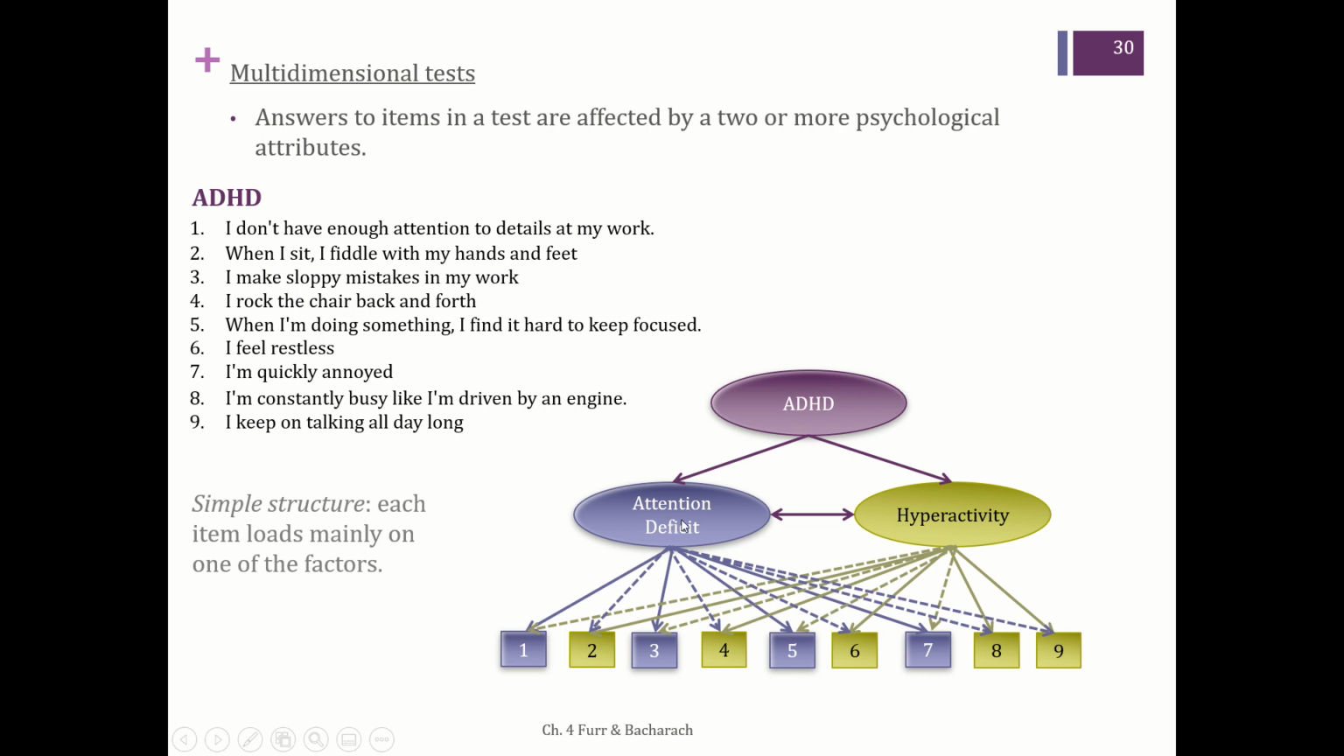Okay, then moving on to vector 2. So let's look at item 2. When I sit, I fiddle with my hands and feet. Alright, so that's difficulty staying still, basically being a little bit high energy maybe. Include 4 as well. I rock the chair back and forth. Yeah, alright. Item 6. I feel restless. Yeah, there's a clear pattern of hyperactivity coming up. So item 8. Constantly busy like I'm driven by an engine. And 9. I keep on talking all day long. Yeah, this clearly has something to do with hyper or overactivity. So that makes me think, looking at the description of items 2, 4, 6, 8, and 9, that vector 2 has something to do with over or hyperactivity.